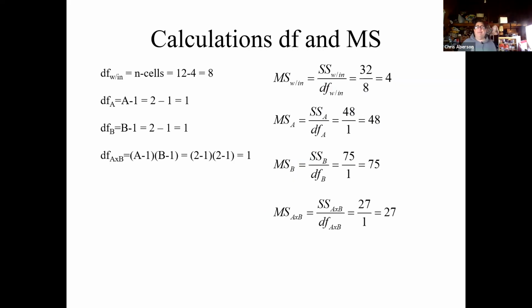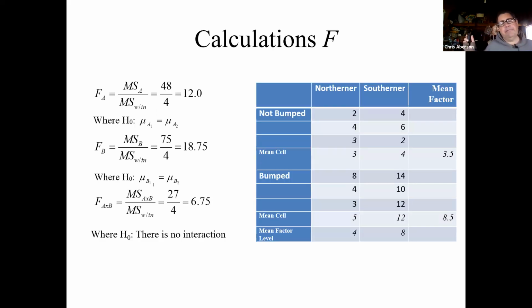The calculations of the mean square is really not all that interesting. We've done this before, and all of the degrees of freedom are 1 for our effects, so those will all just be the same. And then we can calculate F. You can see our F values. They all look pretty big in general. Anything over about 4 is pretty much almost always statistically significant.